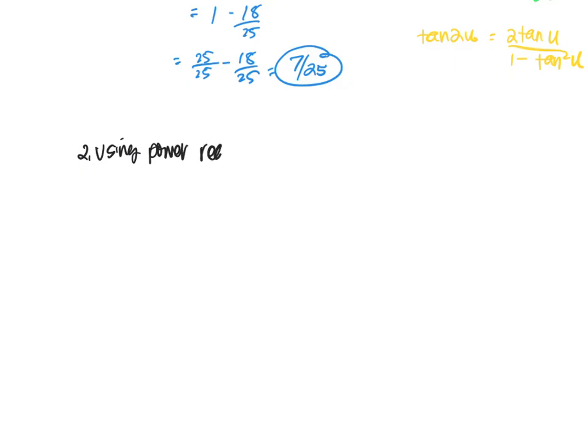States using power reducing formulas. Find sine to the 4th of x. So that just means we need to reduce the power. And our power reducing formulas are all to be able to get our answer without any exponents. Okay, so sine to the 4th of x.